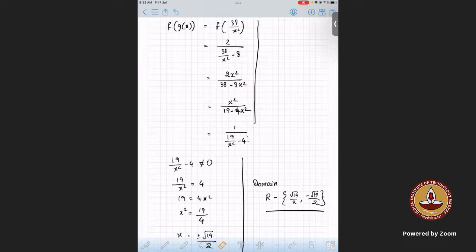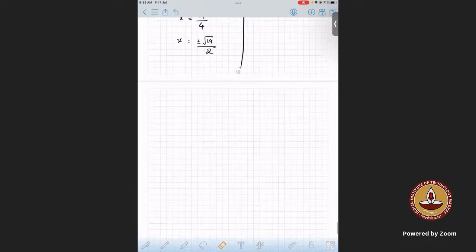Then coming to the final part of this, inverse functions.